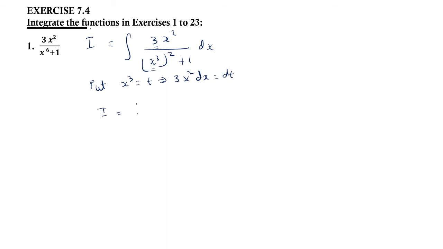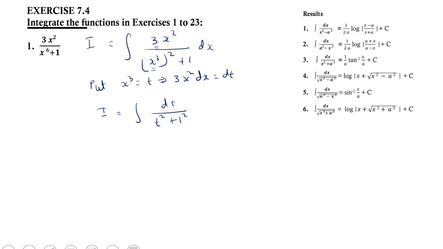So we have I is equal to integral dt by t square plus 1. I can write it as 1 square. So we just now saw the results. So this is of the form integral dx by x square plus a square is equal to 1 by a tan inverse x by a plus c. So this I is equal to 1 by a, which is 1 by 1, tan inverse of t plus c. This is equal to tan inverse of t, we have taken t as x cube, so tan inverse of x cube plus c.